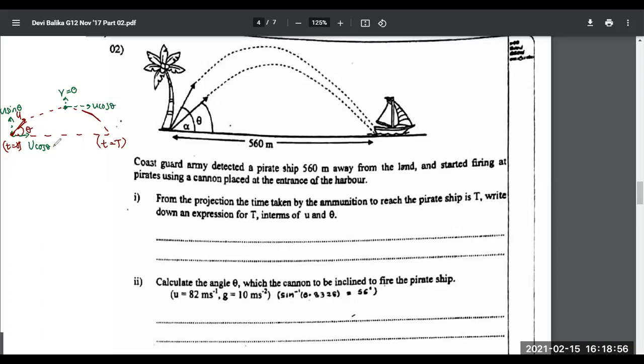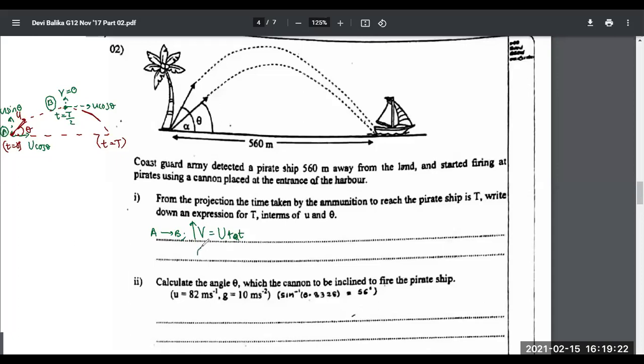So if I were you, I would have done it like this. If the total time of flight is capital T, then at this peak, the time will be capital T by 2. I'll take this position as A and this position as B. Then from A to B, if you apply v equals u plus at upwards, what is going to be the equation?